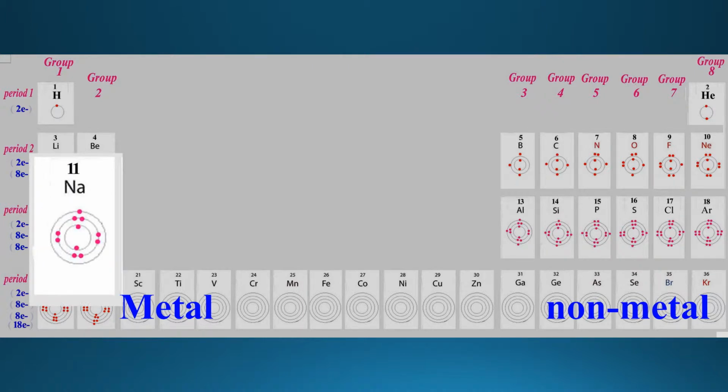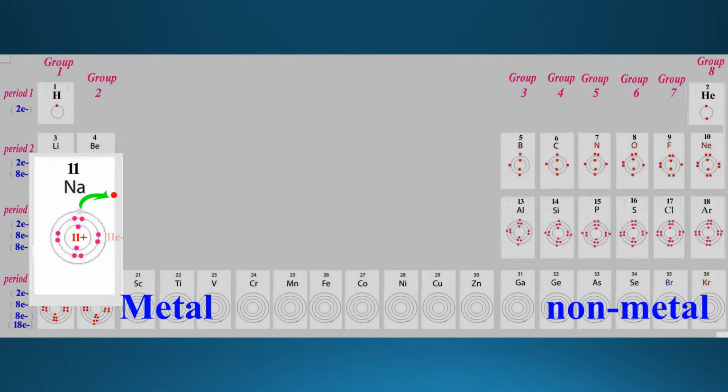Sodium has 11 protons, so you will have 11 electrons. It's balanced, no charge. So now you have no charge. Now look at the outside electron. You have 1 electron in the outside orbit. And about the octet rule, they tend to lose 1 electron.